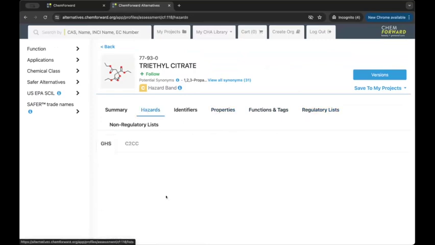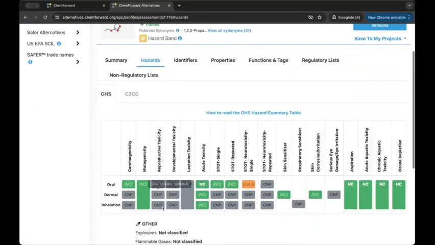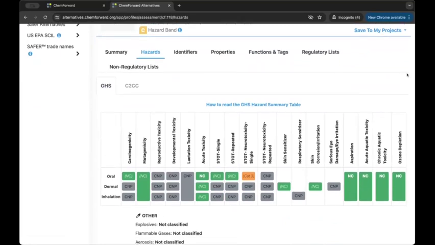So interesting part here is the hazard table. And Monica, please just give me a sign if I'm going over time because I do not have my eye on the clock.